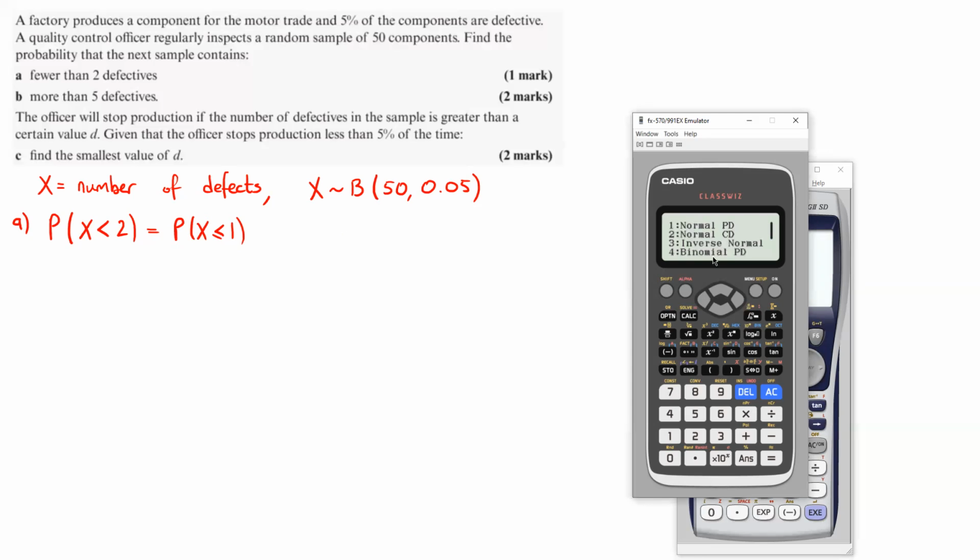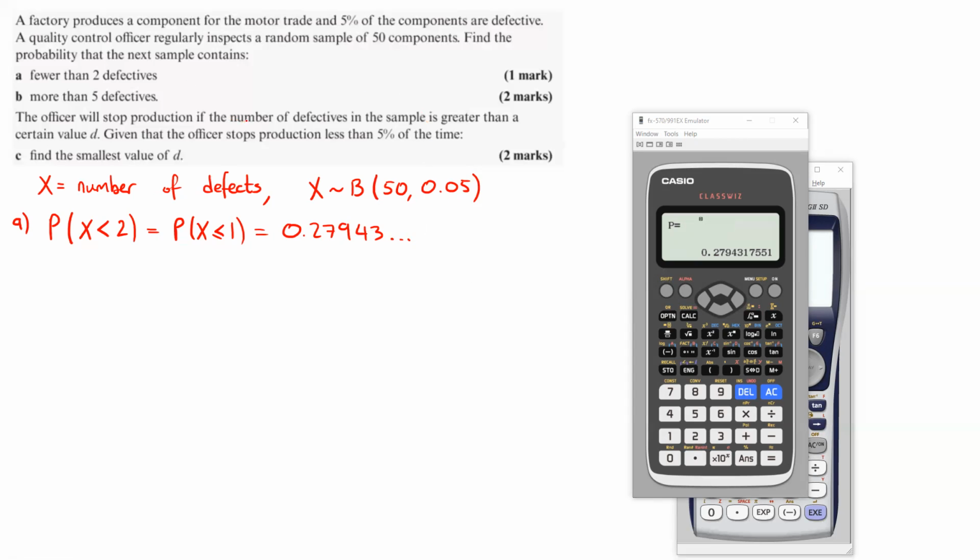Again, I just go into my calculator. I don't want the PD, I want CD because I want cumulative probability. And on this one, I'm just going to put in the 1 and then all the other bits of detail. So 50 and 0.05. Too fast for it. There we go. So I get an answer: 0.27943... So that's the very first one. So in other words, 0.2794.